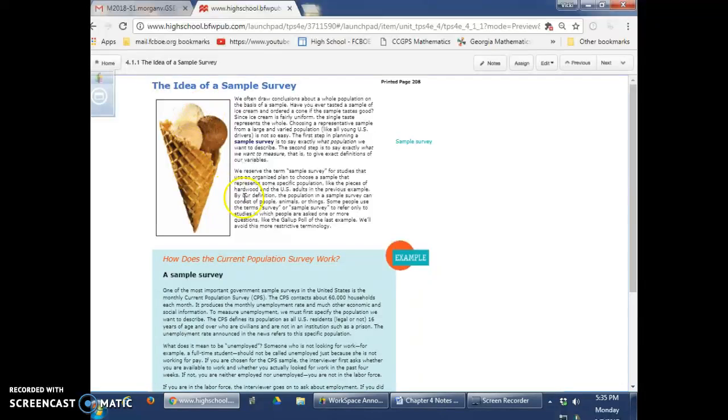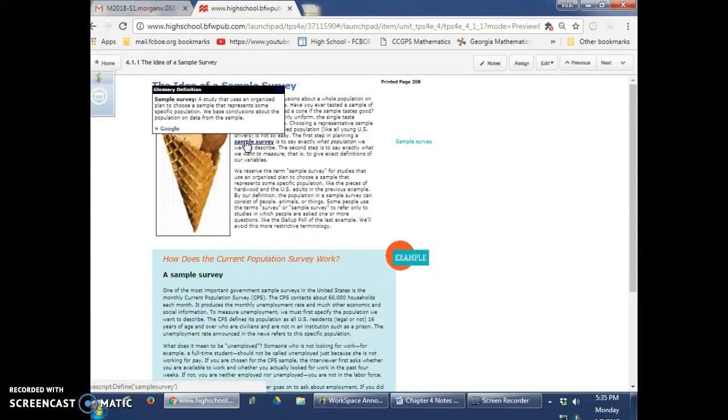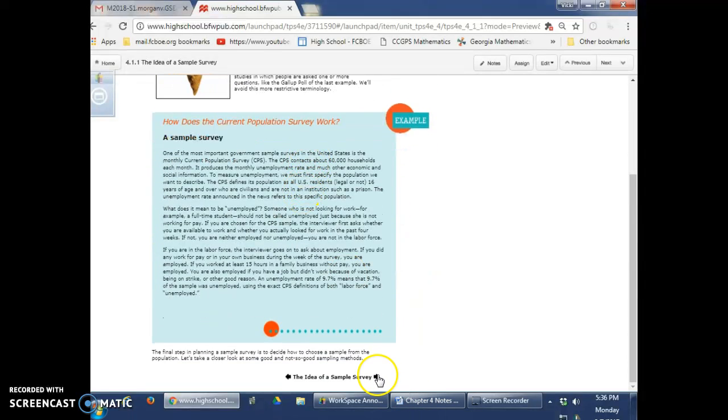And I think one of the questions on our note says, what is the icon? It's a large ice cream cone. Just want you to be able to navigate the book. So we're going to talk first about a sample survey. A sample survey is a study that uses an organized plan to choose a sample that represents some specific population. So we want some information about the population, so we're going to create a sample and then we're going to ask them some questions. And those questions will be called surveys. So we make conclusions about the population based on data from the sample. So we'll read a little bit about that.